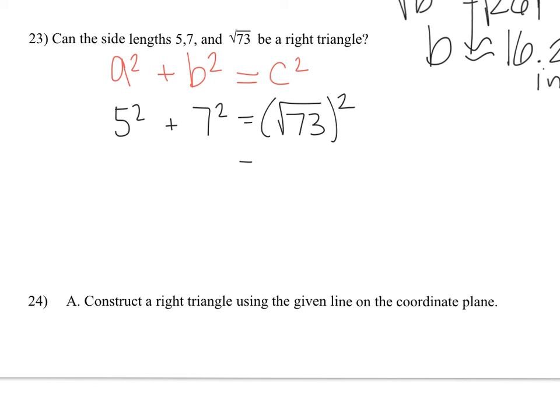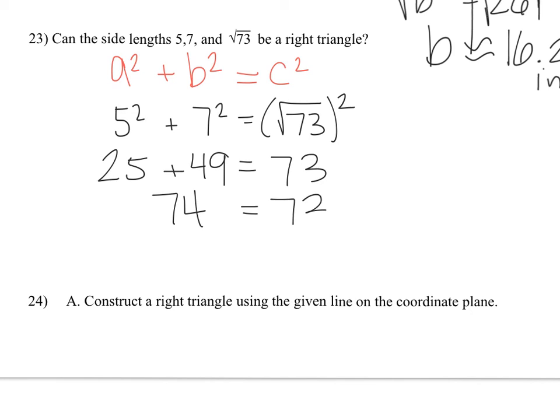And I think that you will find that that is just 73. Then we have 5 squared, that is 25, plus 7 squared is 49. If you add those together, that is 74. Those two numbers are not equivalent to each other, so are they a right triangle? Nope, they sure are not.